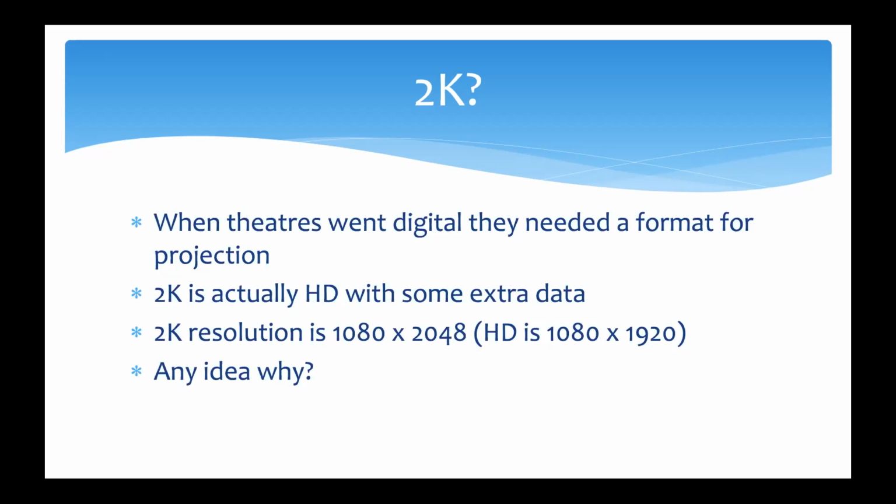So it'll shock you to know that a lot of theaters that you go to or went to back in the before times had only 2K projectors. So they had lower resolution than your 4K TV. They had the same resolution as your home TV, slightly higher. So you'll notice that HD is 1080 by 1920 pixels. 2K is 1080 by 2048. Right?